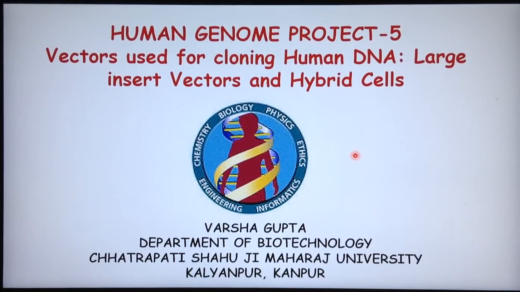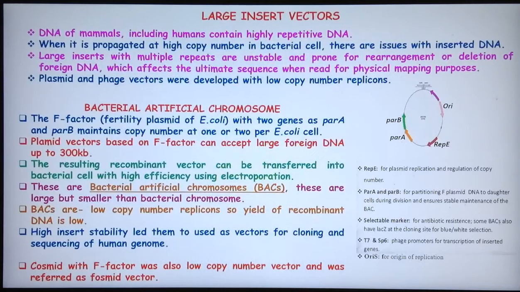And we have already discussed plasmid vectors, how they are maintained, and how the library is created for sequencing purposes. But human DNA was so huge that if we were only working with plasmid DNA as vectors, it was not possible to come up with the complete sequence of the human genome. So large insert vectors were developed for human genome sequencing projects.